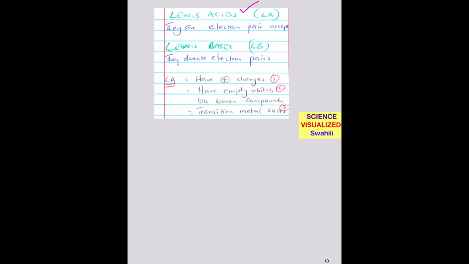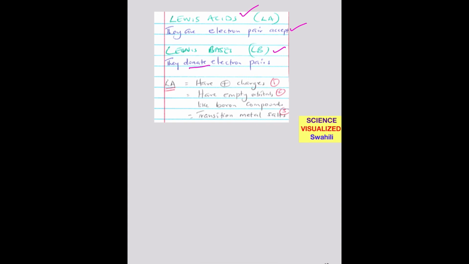Lewis acids are electron pair acceptors, while Lewis bases are electron pair donors. We focus on electron pairs when we're dealing with the Lewis definition of acids and bases. Lewis acids have a positive charge, or they have empty orbitals that can be occupied by electrons. Examples of that would be compounds of boron and aluminum. That's group 3A, aluminum and boron compounds.